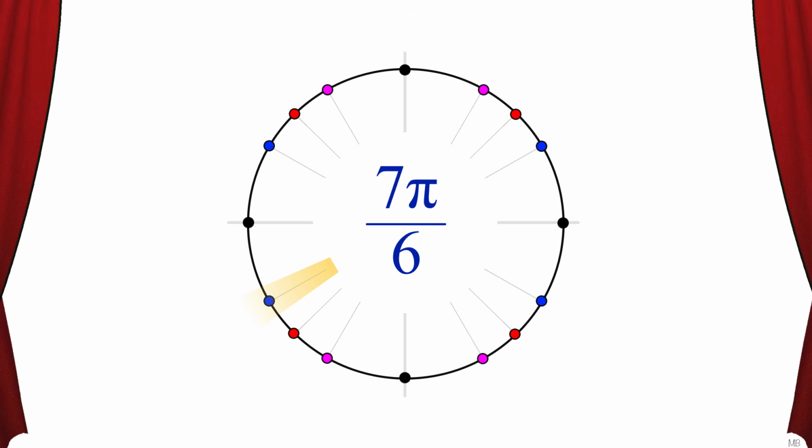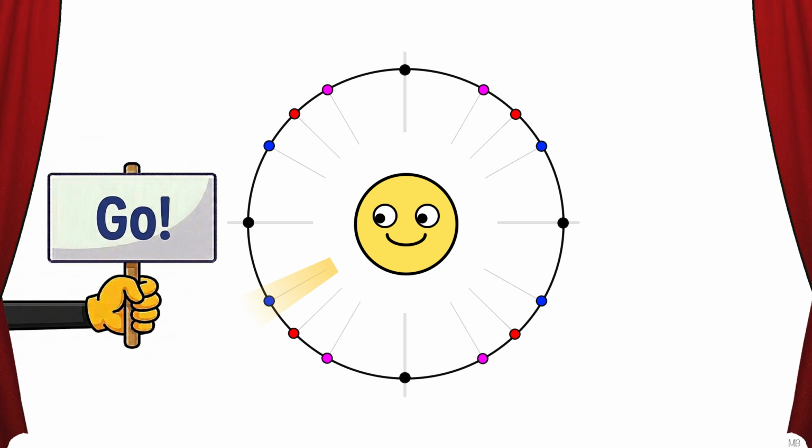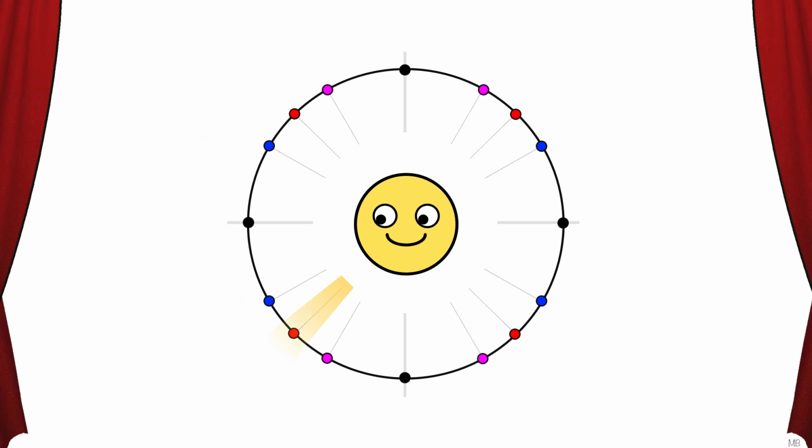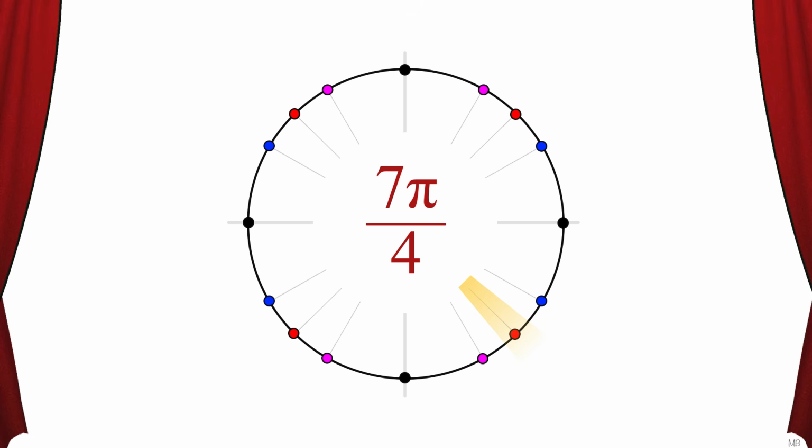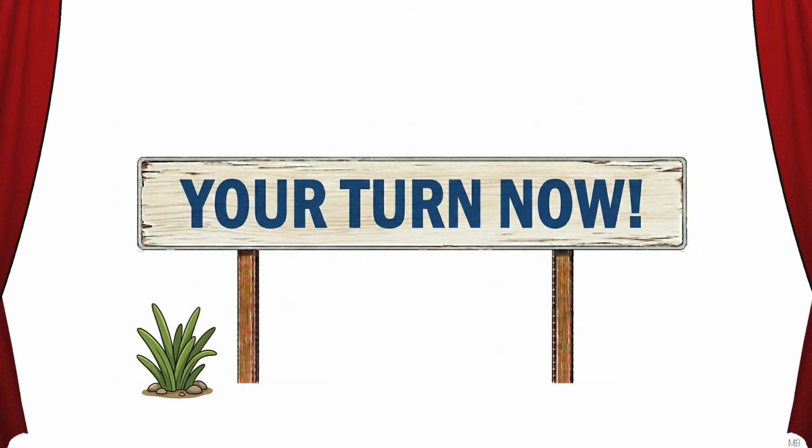Think it goes like 7 pi over 6, 5 pi over 4, 4 pi over 3, 3 pi over 2. Go. 5 pi over 3, 7 pi over 4, 11 pi over 6, and then that brings us to the end, which is 2 pi. Your turn now.